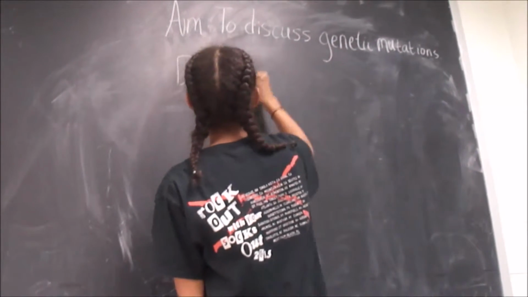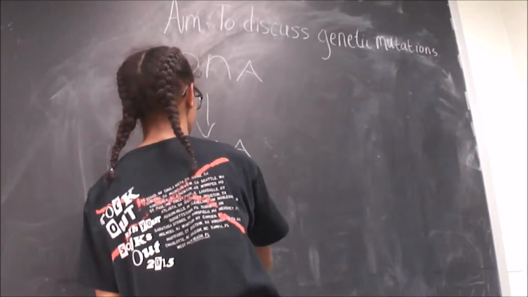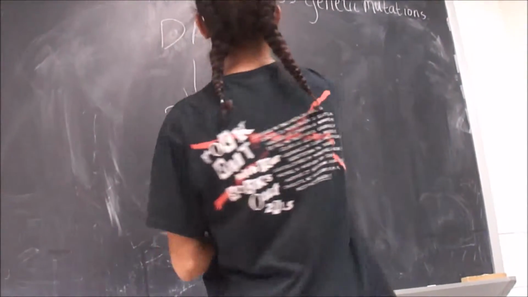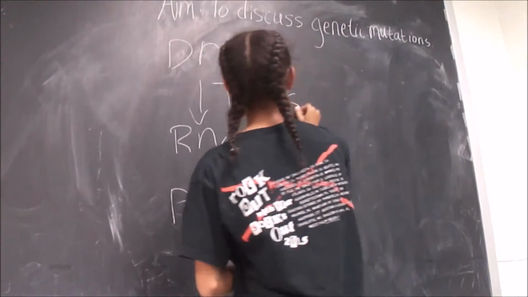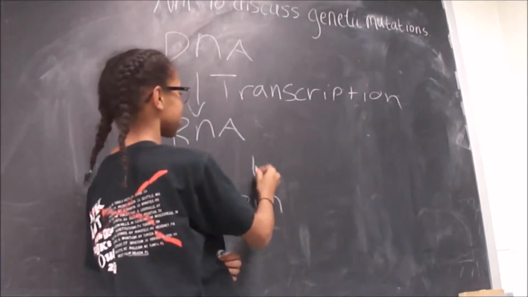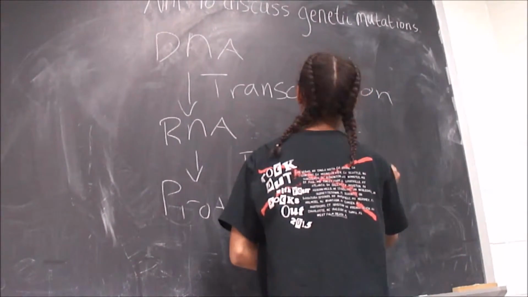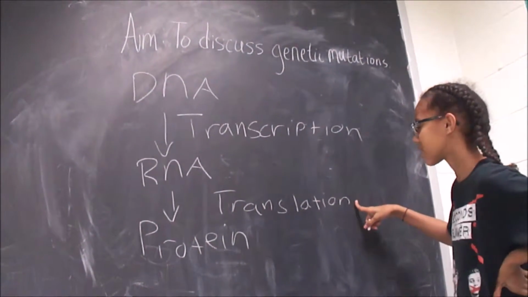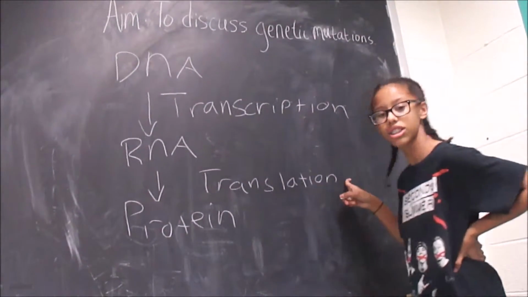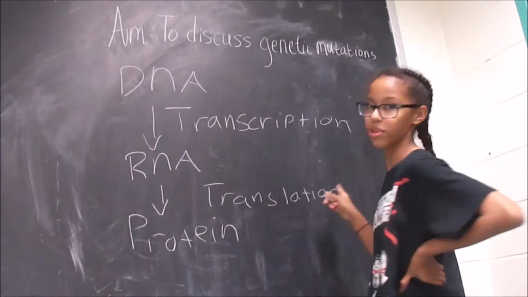So DNA is made into RNA, which becomes protein. This is called transcription. And this is called translation. Okay, so a mistake during translation would only affect one protein for each mistake. So since a mistake during translation would only affect one protein for each mistake, we can conclude that mutation does not arise at the protein level.